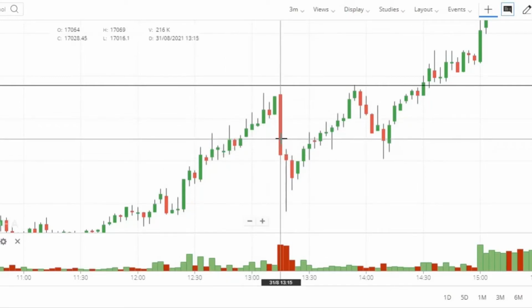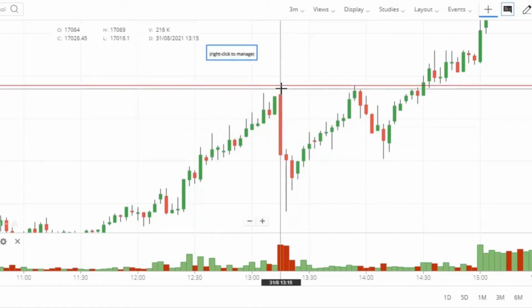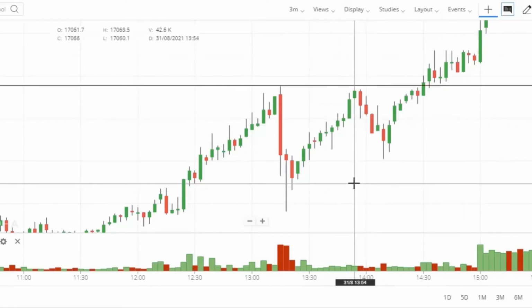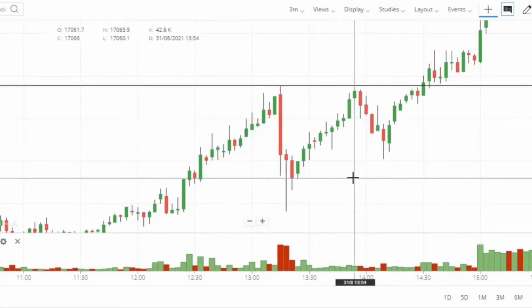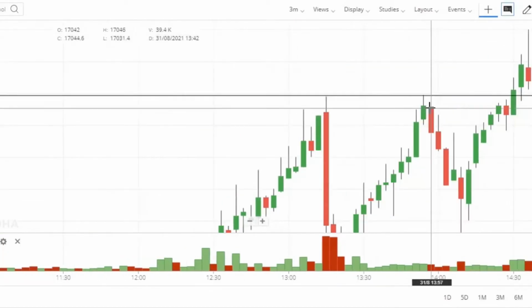So this is a good body candle. It has the highest volume. Then we have to mark the highest point of this particular candle. All right. Now we have to wait. All we have to do is wait. And then the thing is, what is the technique?